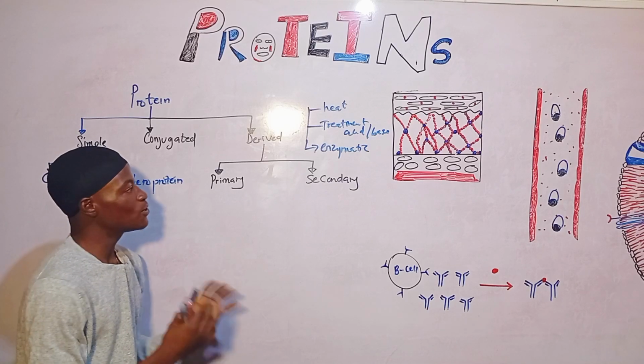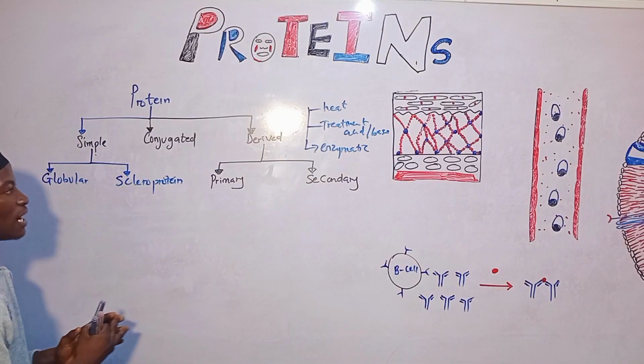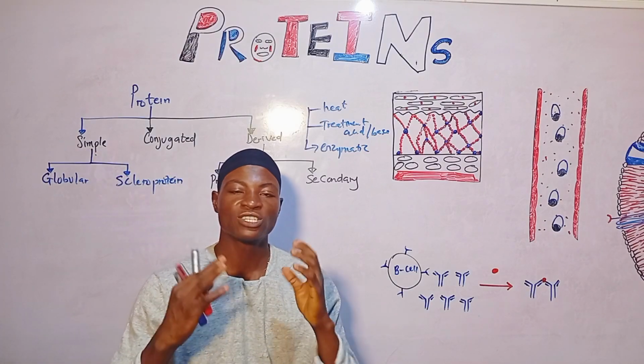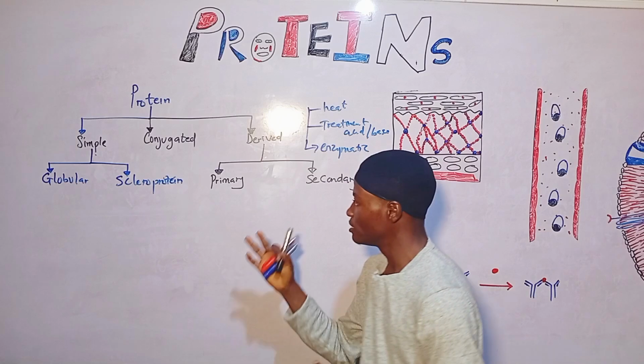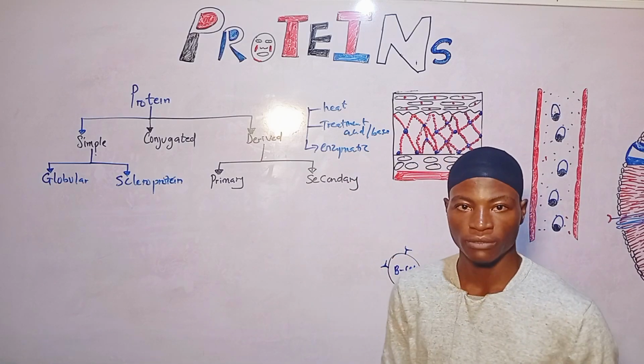So let's go ahead and move to examples of everything, and I'm going to give you some mnemonics that will help you understand everything: all the examples of globular protein, scleroprotein, and primary and secondary derived protein.